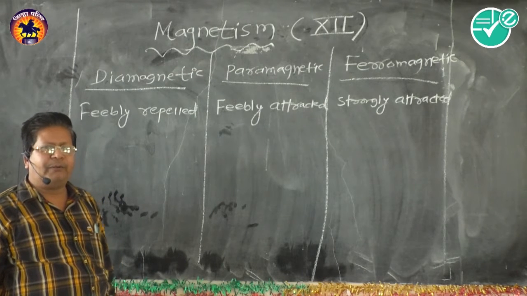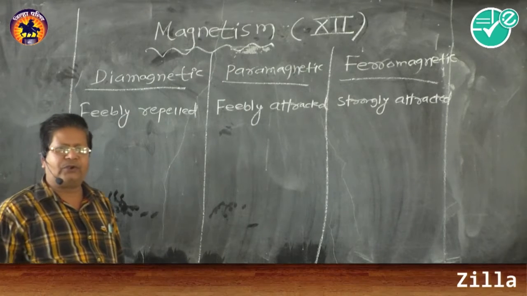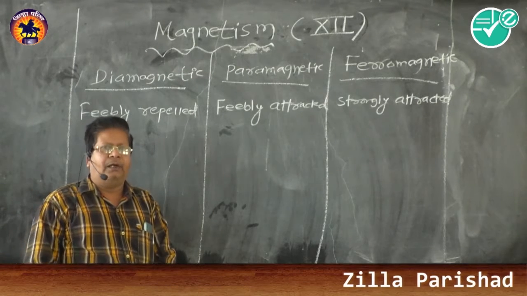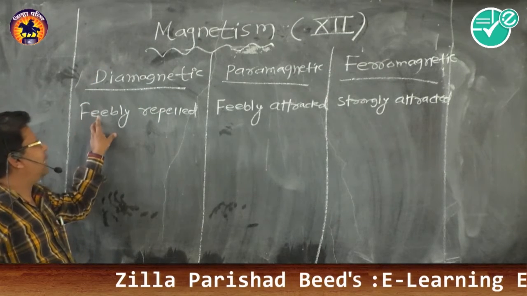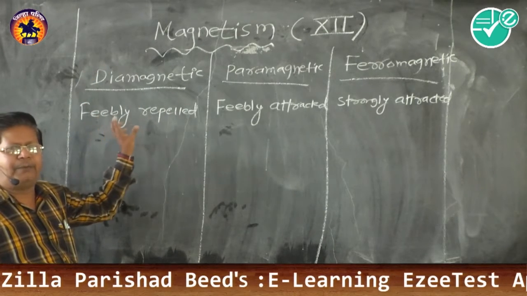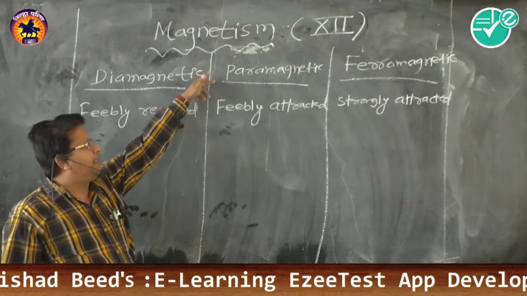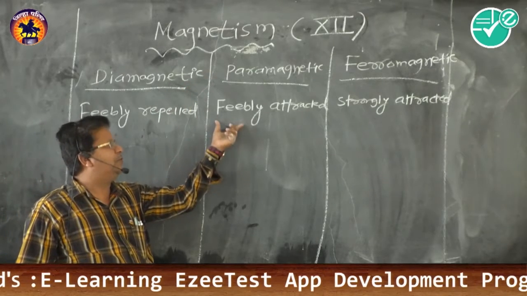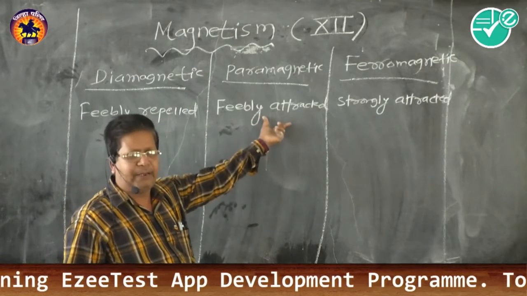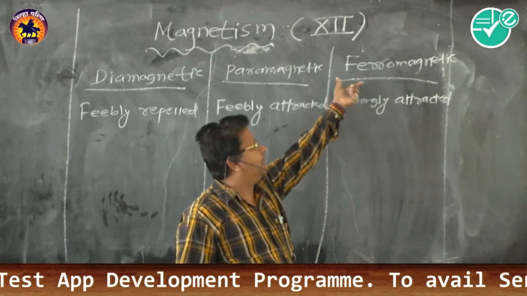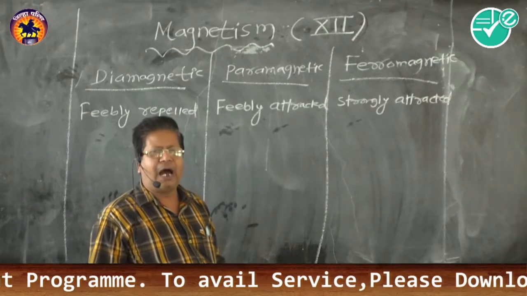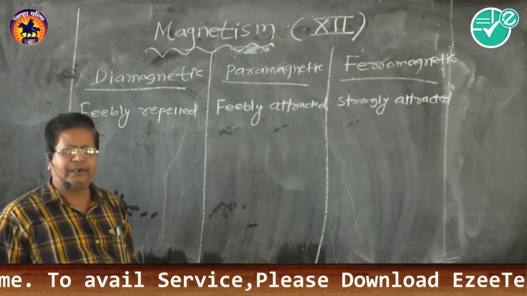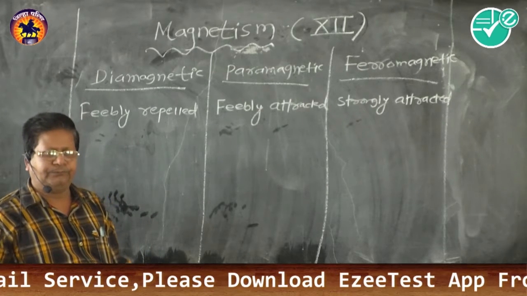So depending upon the magnetic property of attraction or repulsion, diamagnetic substance means substances that are feebly repelled by a magnet. Paramagnetic means those substances which are feebly attracted by a magnet, and ferromagnetic substances mean those substances which are strongly attracted by a magnet.